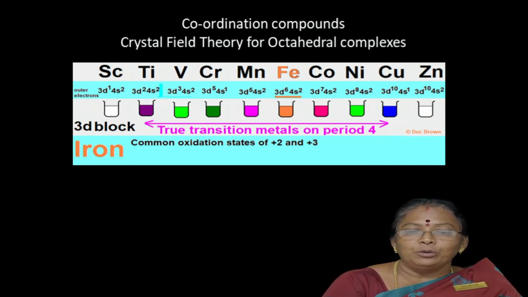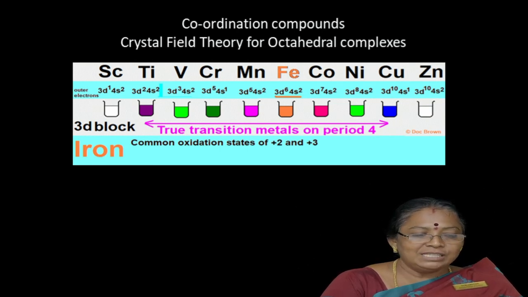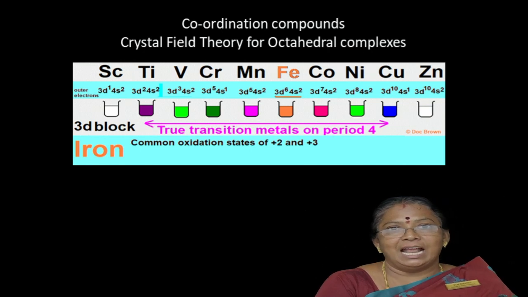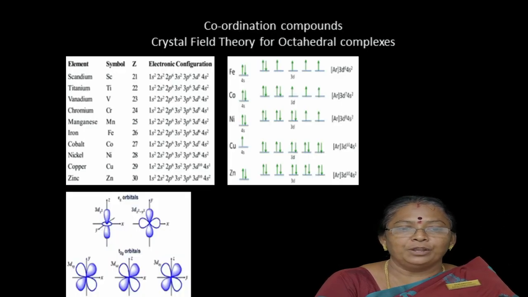From titanium to manganese, the intensity of the color increases. Then from iron to copper, the intensity decreases again. What is the reason for this increase and decrease in intensity, and the colorlessness of these complex compounds? We will see in the next video.